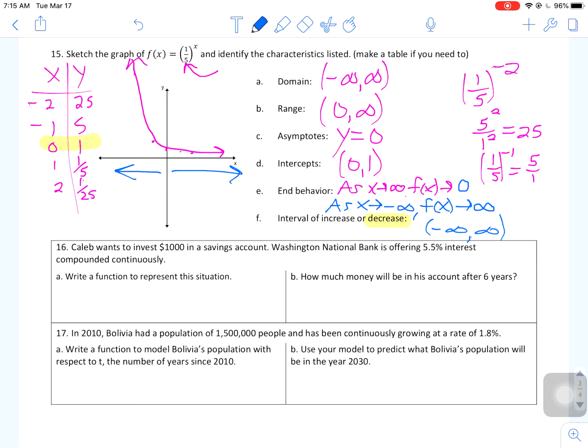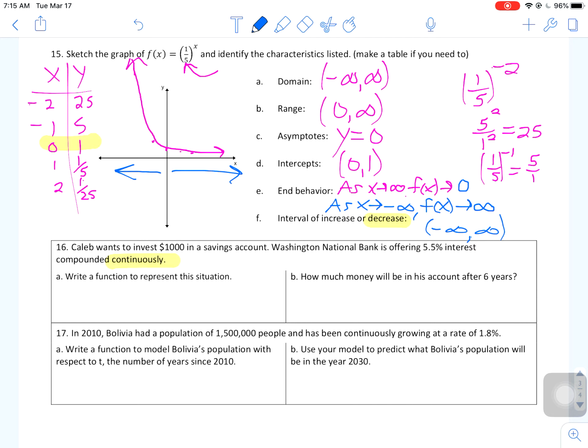16. Caleb wants to invest $1,000 in a savings account. Washington National Bank is offering 5.5% interest compounded continuously. So there's that word continuously. That's what tips us off to the fact that we should be using that A equals principal times e raised up to the rt equation.